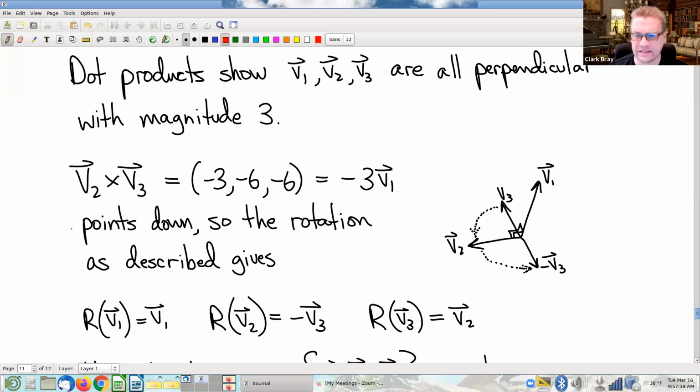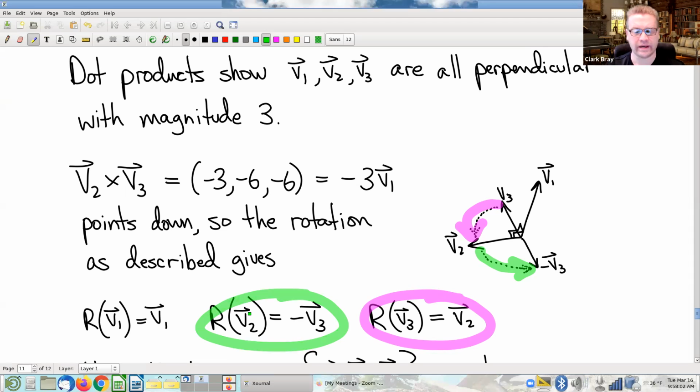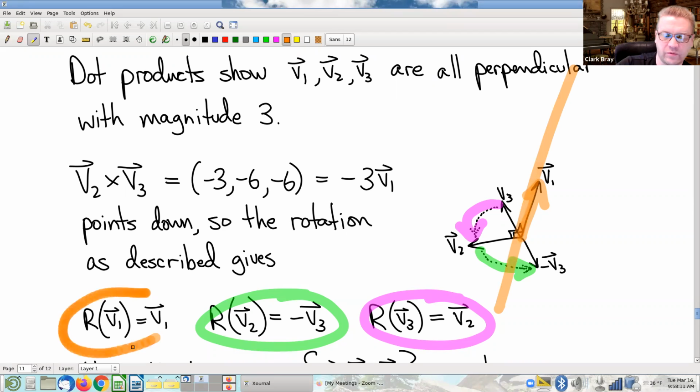We have this basis, and the rotation picture is still just as easy as we thought it was going to be. It's just a little bit different. Instead of V2 rotating to V3, V3 rotates into V2. And instead of V3 rotating to negative V2, we have V2 rotating to negative V3. Right, so no big deal. And then, of course, V1, around the line that it is parallel to, V1 rotates into V1.